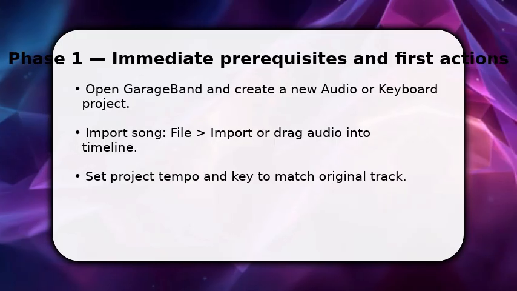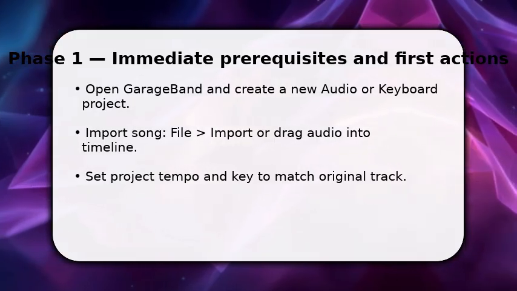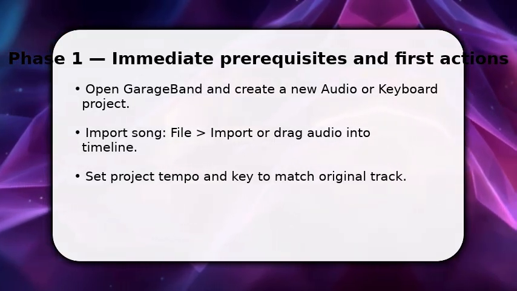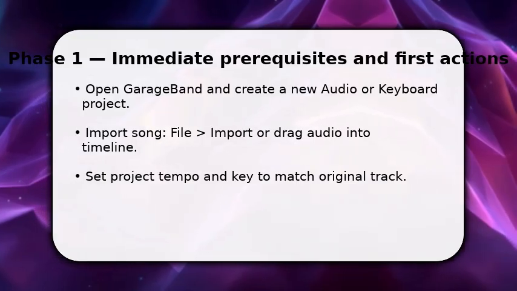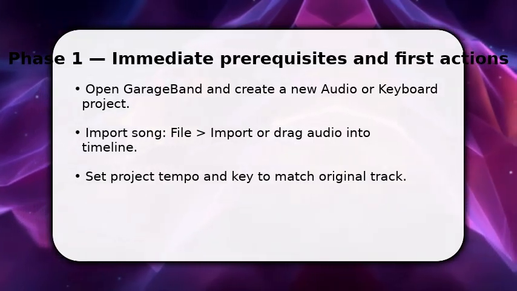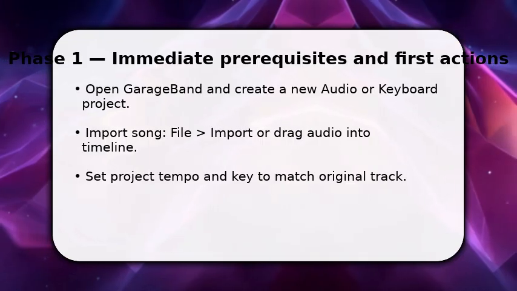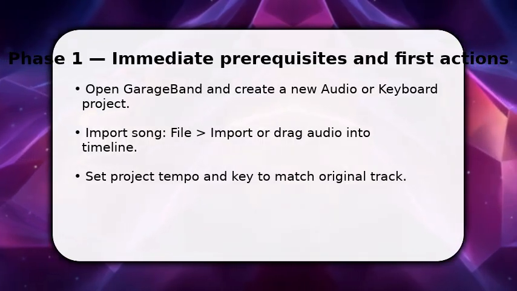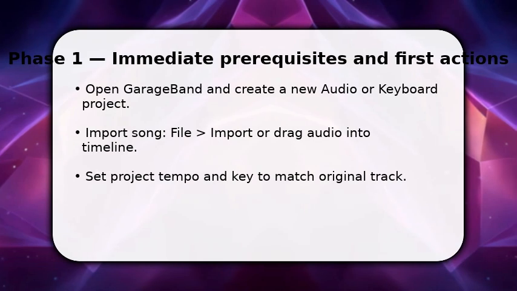Once imported, set tempo and key to match the source so pitch shifting won't sound unnatural. This preserves timing when you trim. Make sure to enable cycle mode to loop a selection. It speeds precise editing and helps you audition short segments repeatedly.